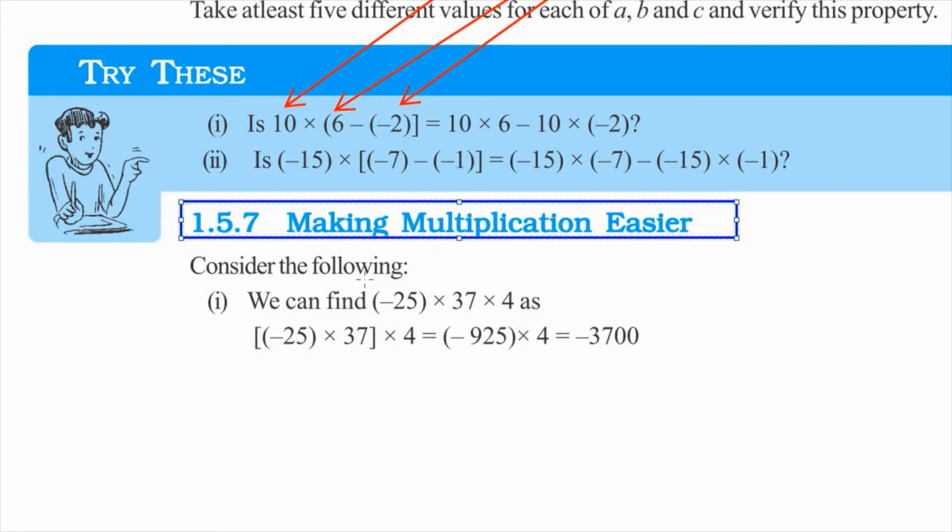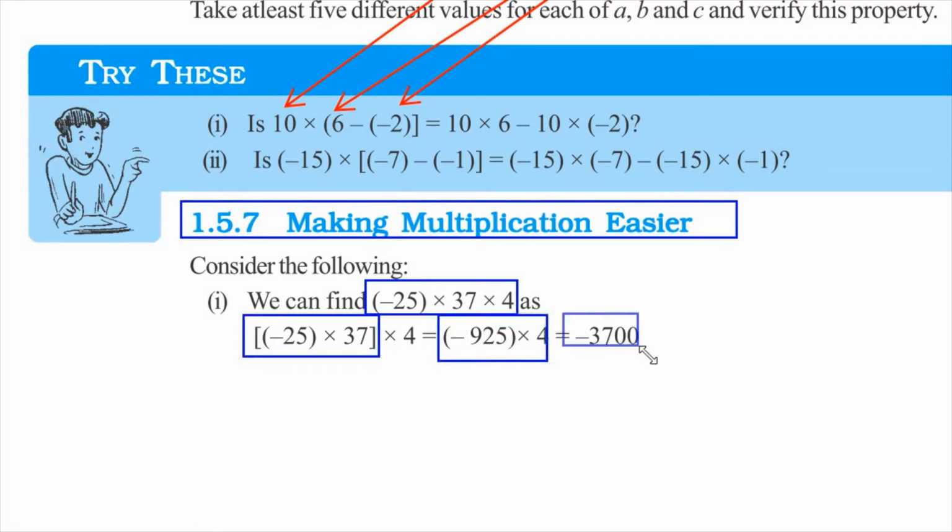Consider the following. We can find minus 25 into 37 into 4 as follows. Here we are grouping two integers so that we can find the product of these three integers. In the first grouping, we are grouping minus 25 with 37. Then we are multiplying it by 4 as shown here. And the answer is going to be minus 3700.